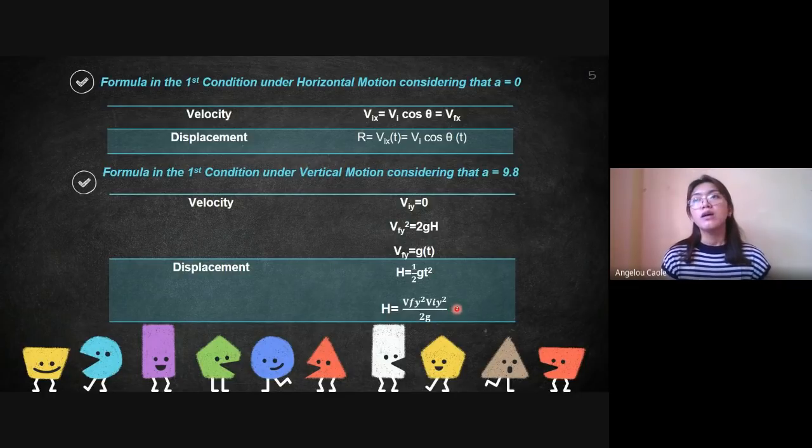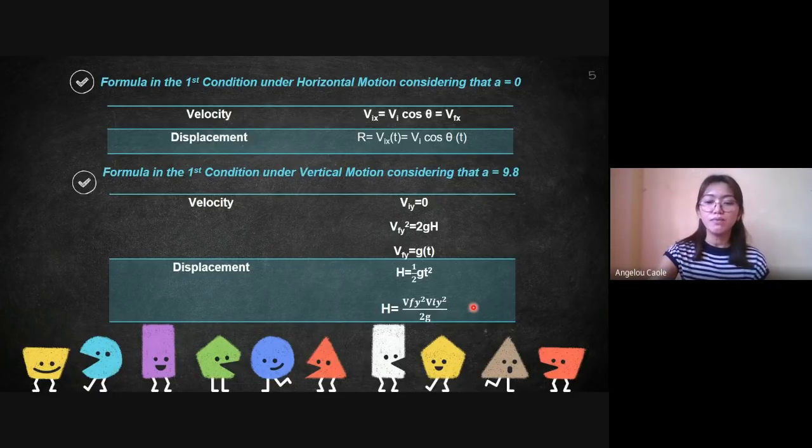So how are we going to know what formula to be used? First, determine what type of projectile is given in the problem. Second, determine all the given. And then third, look for the formula that can be used using the given data.